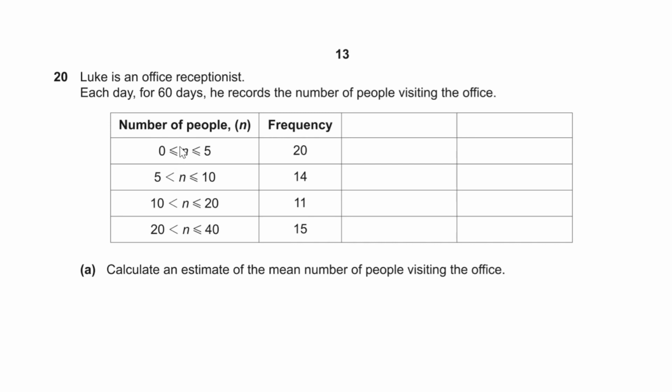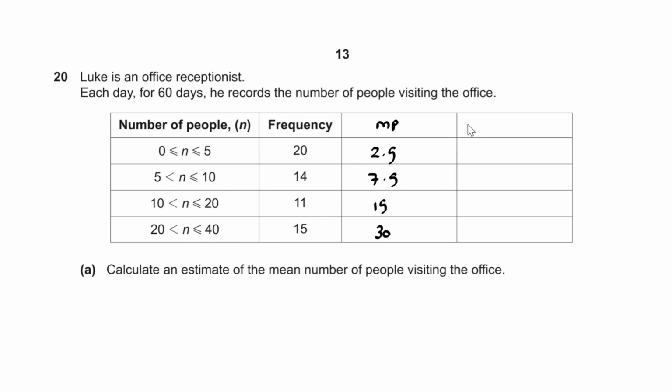Well, for a grouped frequency table, if we wish to find the mean from that, first thing we can do is find out the midpoints of each of these intervals. Here the midpoint of 0 and 5, that's 2.5. Here we've got 7.5. Here we've got 15. And here we've got 30. So we found the midpoints of each of these intervals.